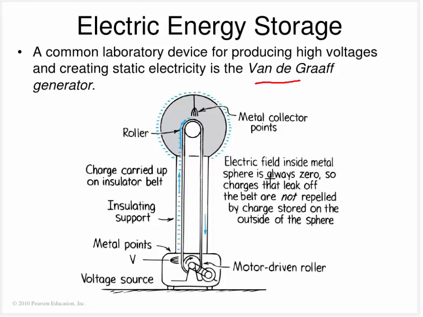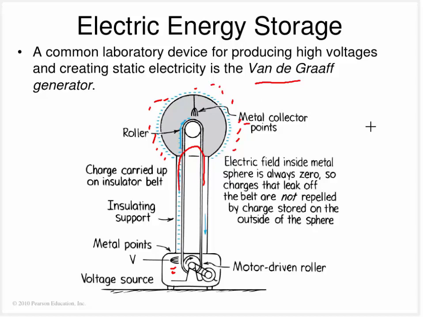Now, one common example of a device that can store some electrical energy is called a Van de Graaff generator, and I have some really cool examples of this. And all this really is, is some insulating belt that's going to be driven by a motor. It's going to have some metal points that are going to have some free electrons. They then ride up the support. They hop onto this metal sphere, and since the electric field inside is always zero, these guys are all going to go to the outside of it.